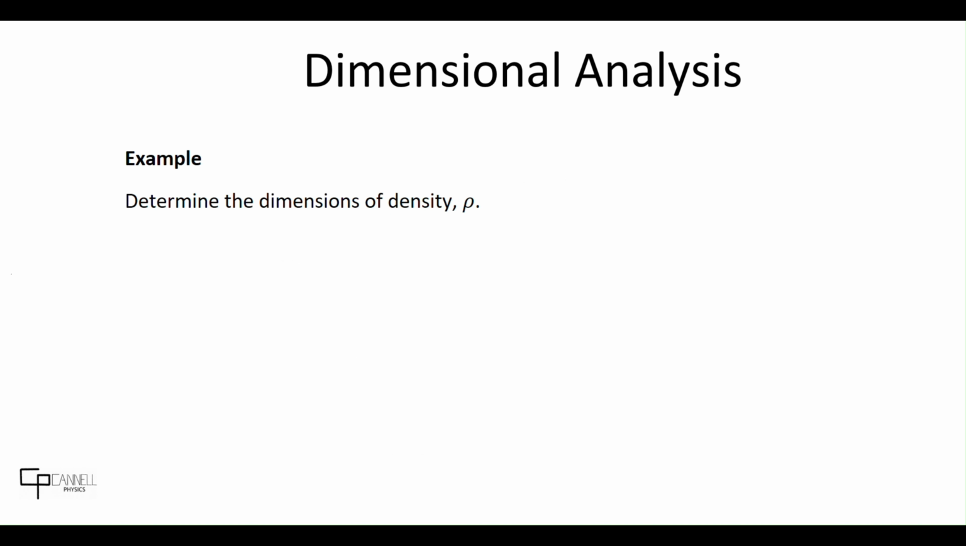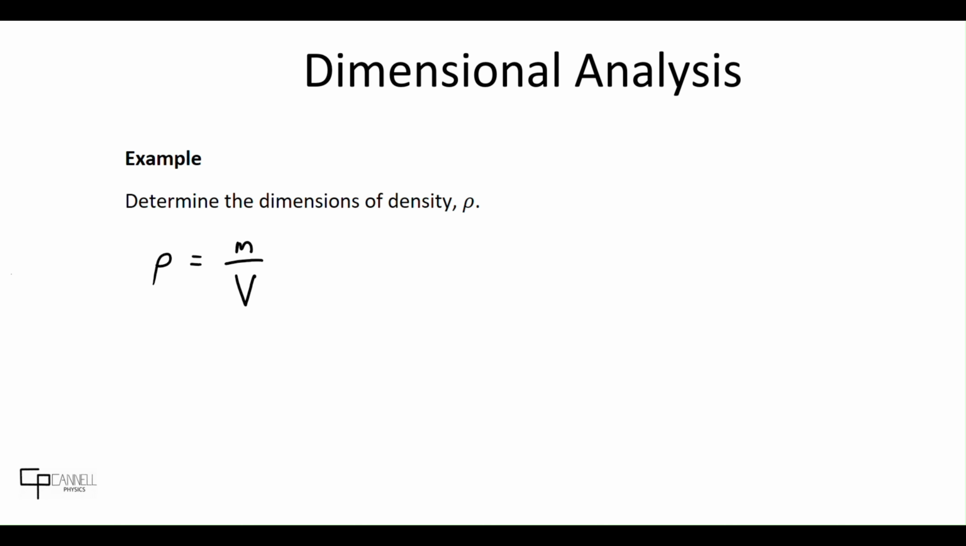Let's do an example. This example is asking us to determine the dimensions of density, which has the symbol Greek letter rho. First we need to know the formula for density, and from the previous video, it is mass divided by volume, so lowercase m for mass, capital V for volume. So this is the formula for density.